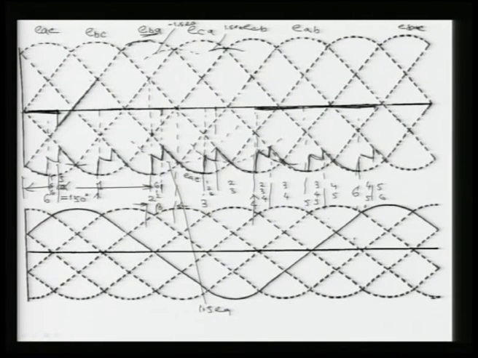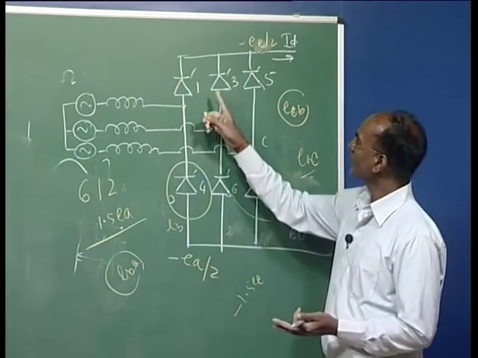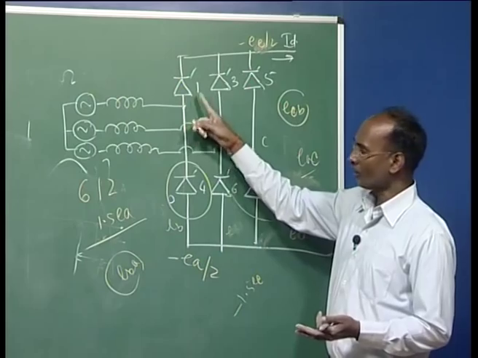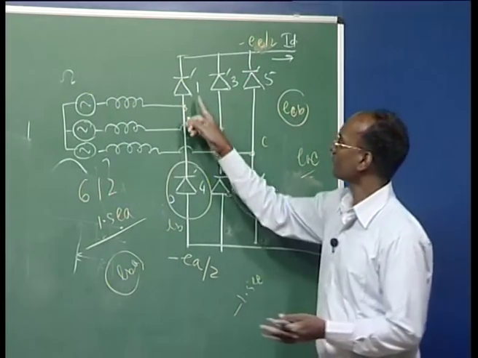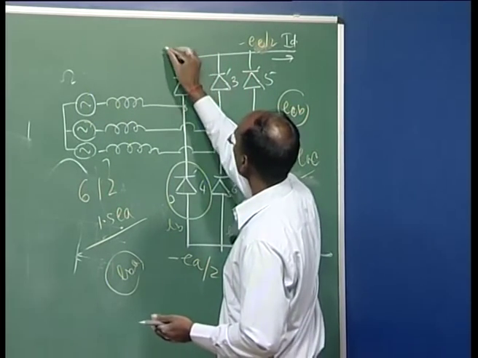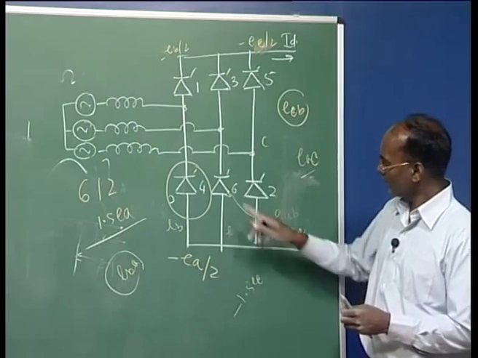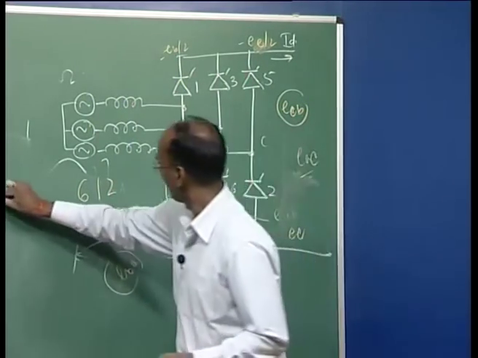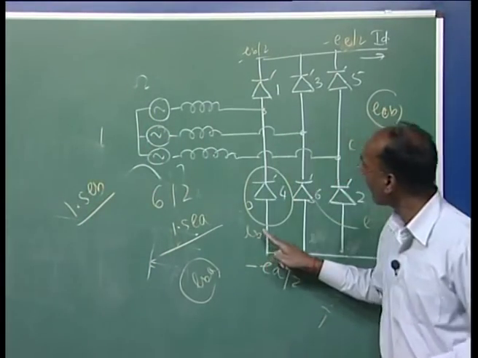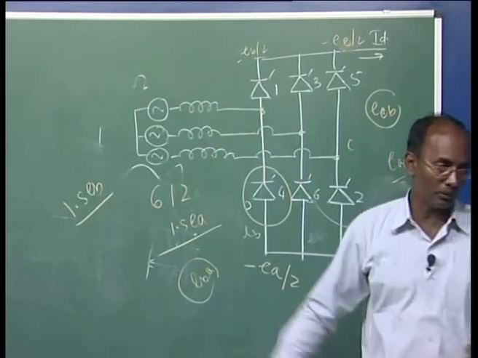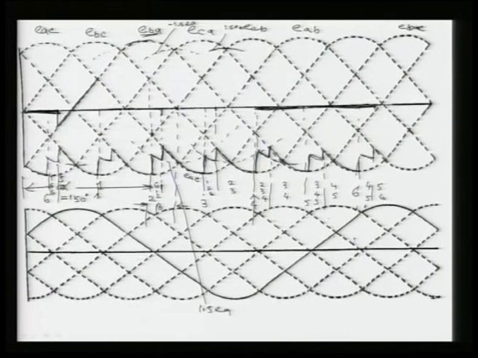Once 1 is fired, before that 5 and 3 are conducting. Here the voltage at this point changes, because this is EA and this is EC, so this voltage is minus EB by 2, and the lower one, where 6 was conducting, is EB. So it is 1.5 EB and it is positive, because EB minus minus 0.5 EB is 1.5 EB. You will see this is your EB, and this curve is 1.5 EB positive. So it will go somewhere here for this duration, only the overlap duration, and then it will come back again.